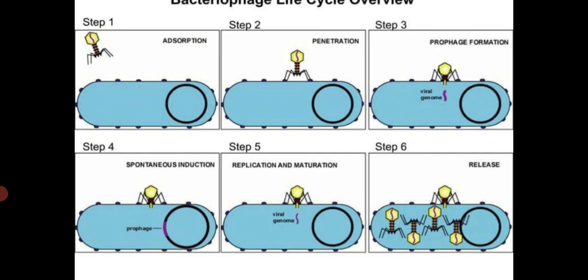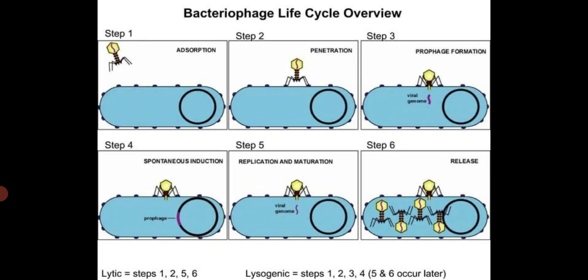Then these are the events which occur in the life cycle of a bacteriophage. Steps 1, 2, 5 and 6 are of the lytic cycle, whereas steps 1, 2, 3, 4 are of lysogeny, and after the 4th step, the 5th and 6th steps occur later, which depends upon natural induction.